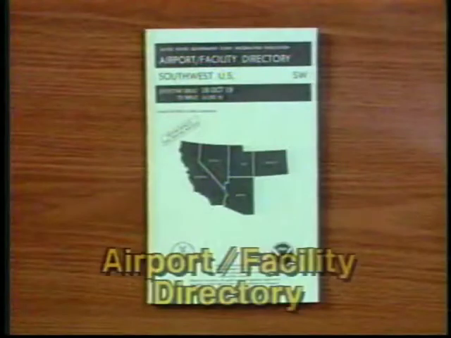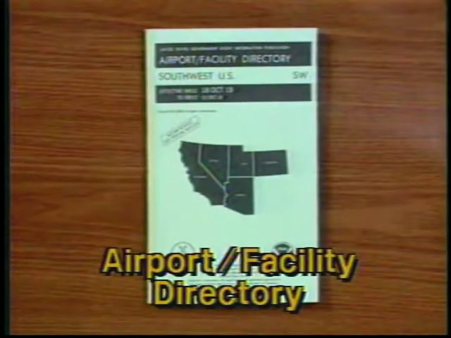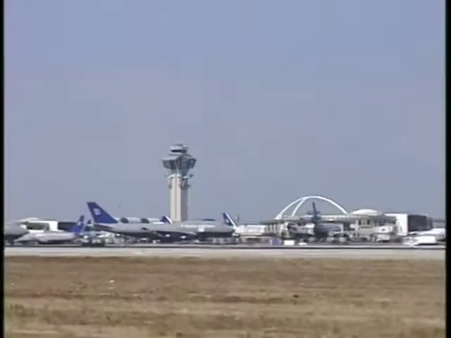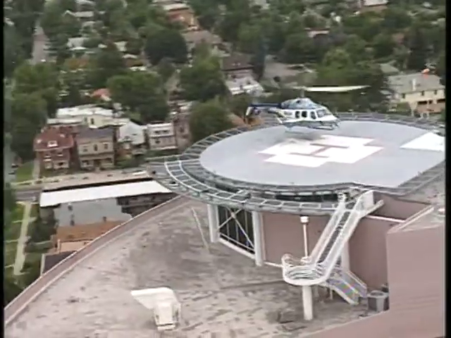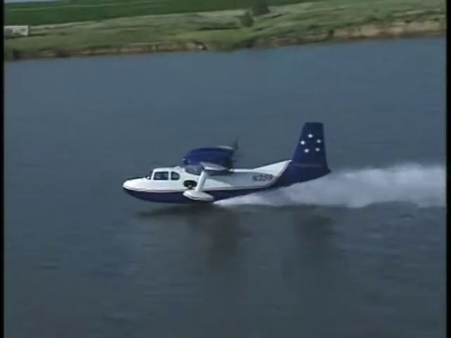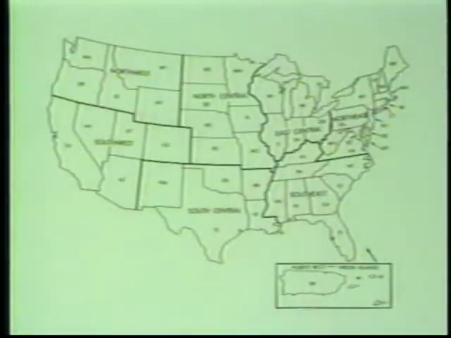Now let's look at the Airport Facility Directory. This publication contains facts about all public use airports, heliports, and seaplane bases. It is published in a number of volumes, with each one covering several states in a given region.